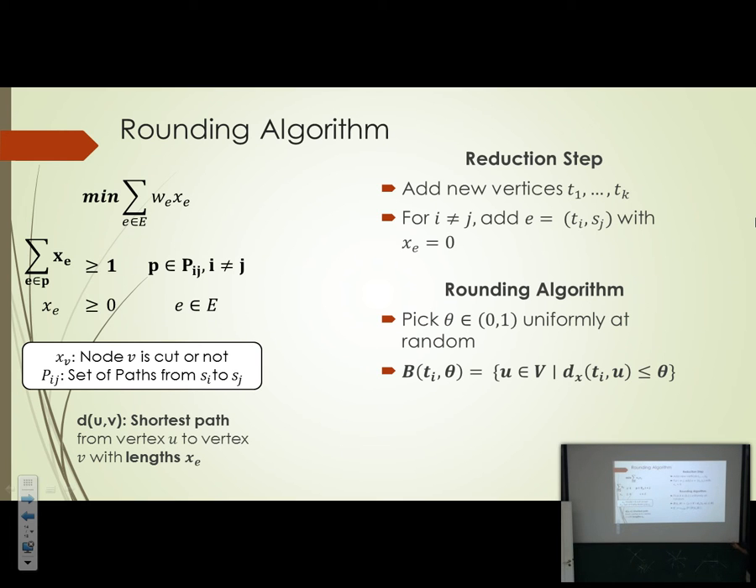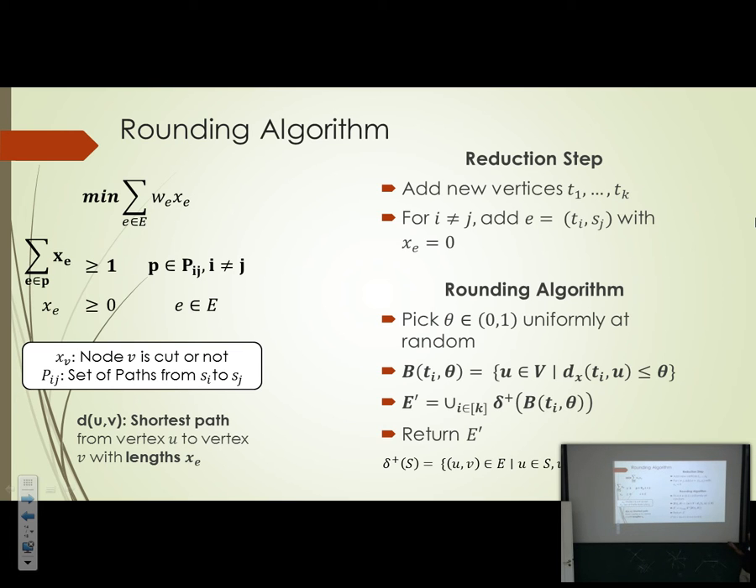And we look at the set of edges which are going out of this ball of radius theta. The formal definition of this edge boundary is: the edge boundary of a set S is all those edges uv such that u is in the set and v is outside. Note that these edges are directed, so the tail of the edge should be inside the set and the head is outside.